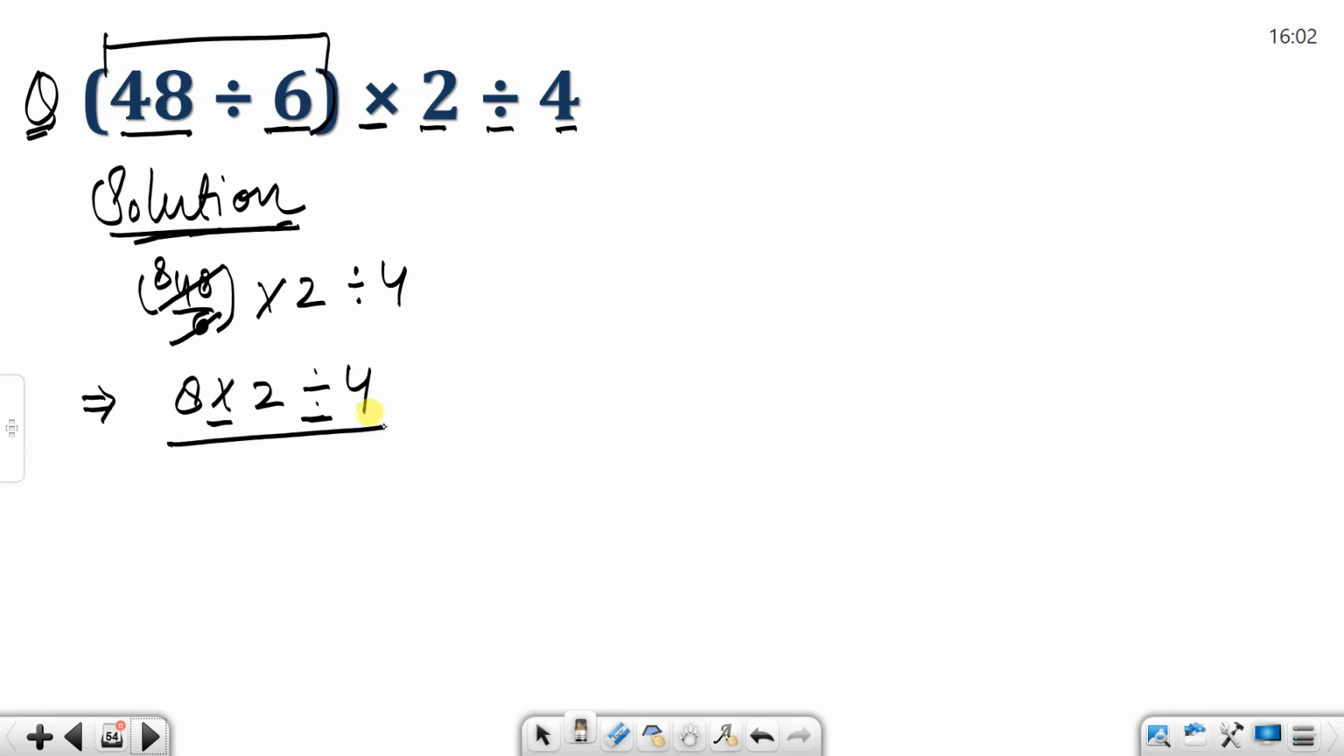right. When checking from left to right, whichever comes first gets priority. So here, multiplication comes first, so we give it priority. The second priority is division, so 8 times 2 becomes 16, divided by 4 now. 16 divided by 4 is 4, right? 4 is the right answer.